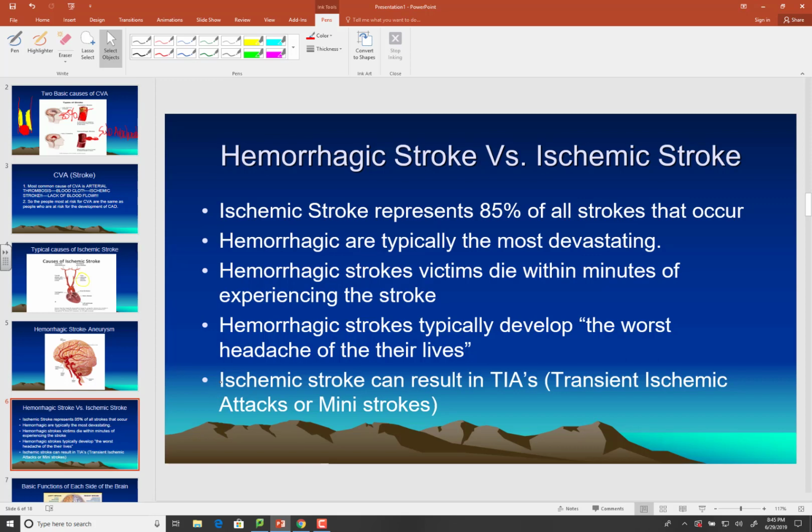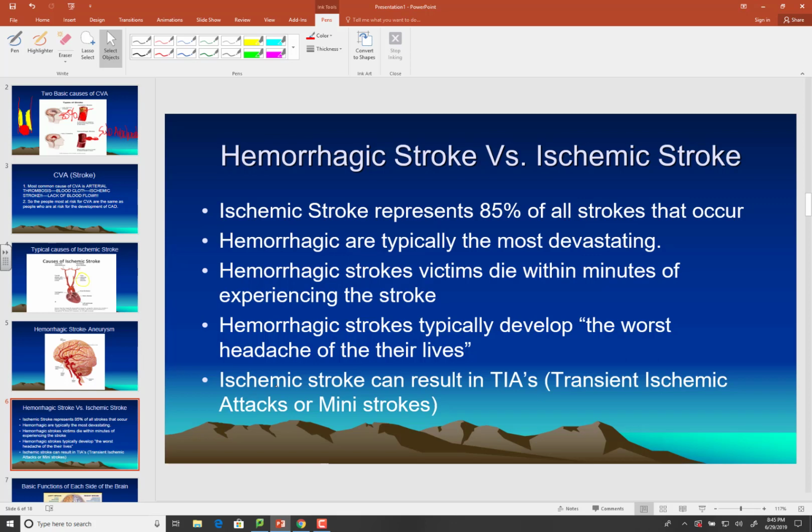And again, they're really devastating. Once that aneurysm blows, if it's big enough, they don't do well. And then ischemic strokes can also result in TIAs, or those mini strokes, where grandpa or grandma may be talking to you and then all of a sudden they'll kind of look out into space, or they'll say, oh, I'm dizzy, I feel like the room is spinning, and then a few minutes later they're back to normal.